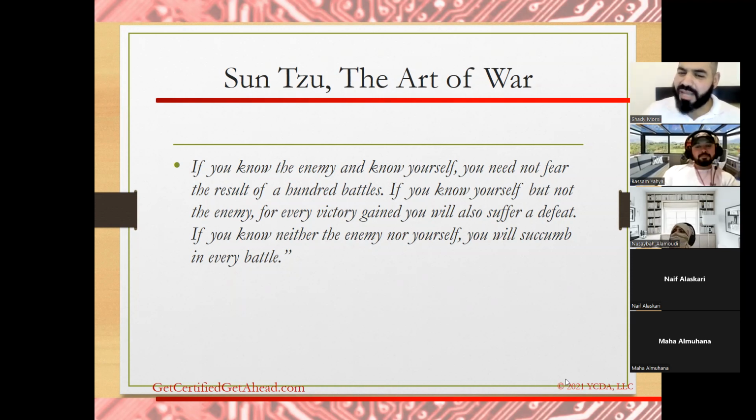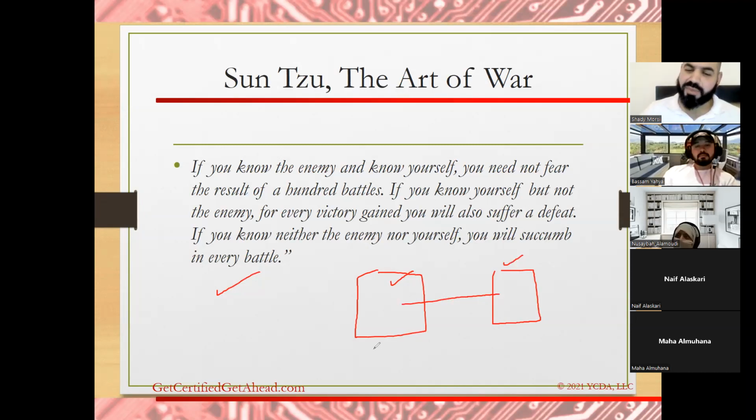Okay, guys, let's apply this to our IT system. If you know your vulnerabilities and you know the threats to your organization, you can come up with a mitigation that can stop someone from compromising your network. Do we agree? Okay. If you know yourself, you know your vulnerability, but you don't know what kind of threats are out there and what is their capability to harm you, some of these threats will be able to harm you and some will not be able. So there is a 50-50 chance.